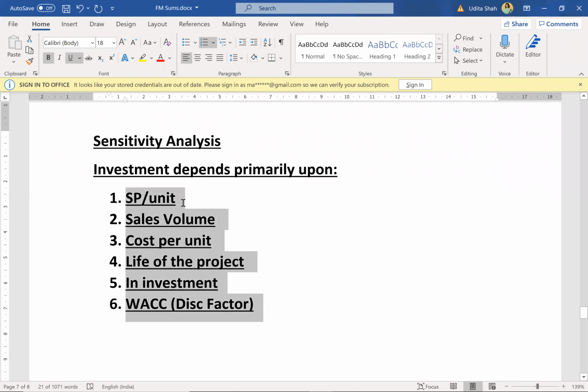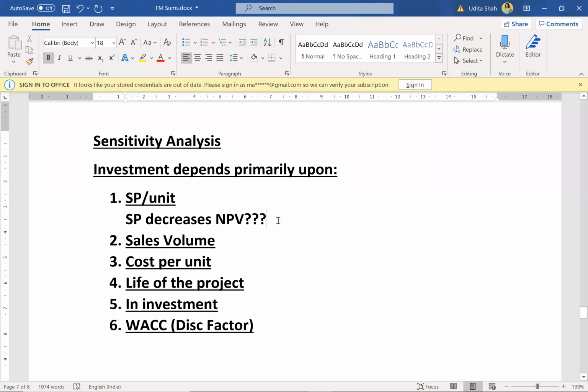So for example, if the selling price decreases, what happens to my NPV? Yes, if selling price decreases, what happens to my NPV? Will it increase or will it decrease? Tell me on the group chat. If selling price decreases, does my NPV increase or my NPV decreases? Correct, it will decrease, because selling price decreases, sales decreases, cash flow decreases, and my NPV will also start to decrease.